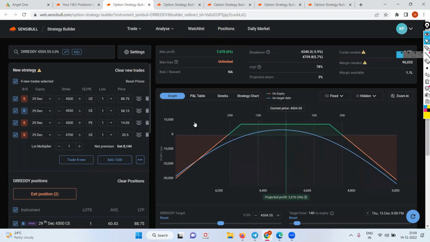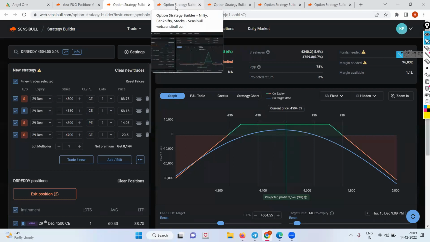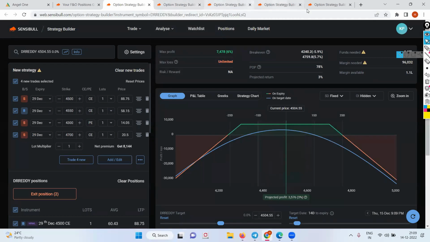If you're not comfortable, forget about Dr. Reddy. It can be your index. It can be anything. Dr. Reddy, I'm just taking as an example because that's a trade I have with me. And believe me, stay with me till the end. I'm going to show you all the adjustments. I have another 2 to 3 trades.